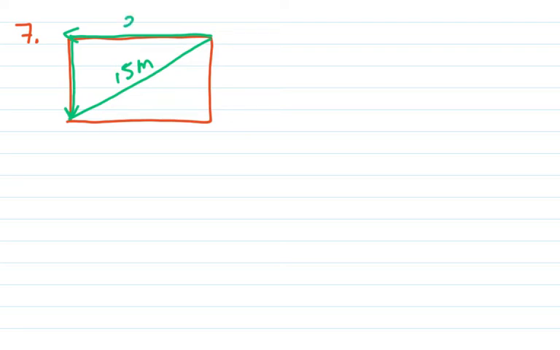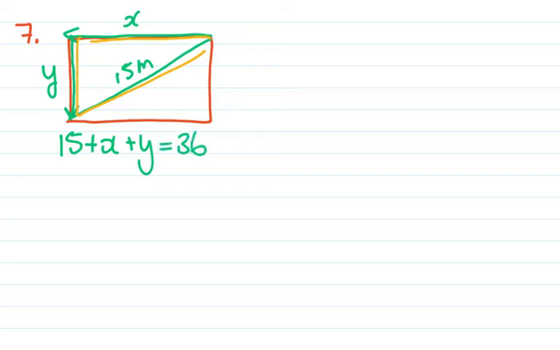So I'm going to label the two sides that she walked as x and y, and then we know the diagonal was 15. We know her total distance was 36 meters, so I could make an equation out of that. 15 plus x plus y, so 15, x and y, that all together equaled 36 meters. I can simplify that equation by subtracting 15 from both sides. Now I have x plus y equals 21.